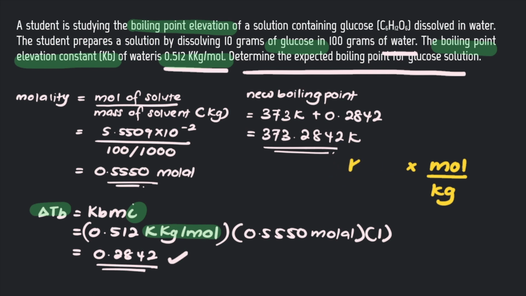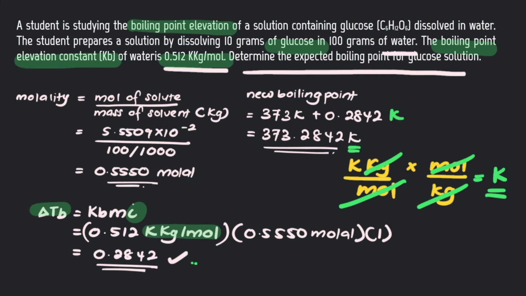So I'm just going to make it easier for you to understand. It's going to be Kelvin kilogram per mole. So mole, kilogram cancel out, so you will end up with Kelvin, right? Therefore, here the unit is in Kelvin at the end. So for other questions, you need to look at what is the unit given to you for the elevation constant.